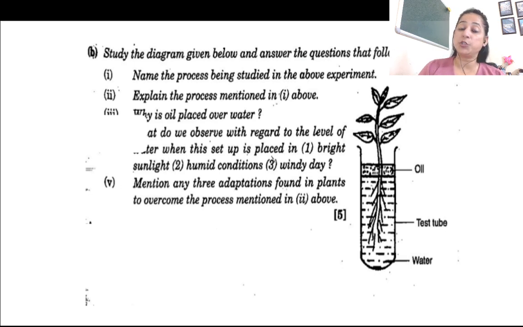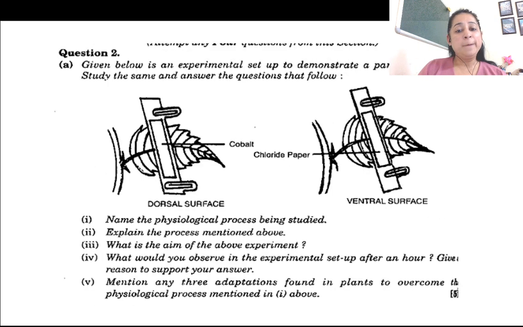So what are the adaptations? Thick cuticle is there, that is the main adaptation. Sunken stomata are there, for example in Nerium. Then leaves are modified to thorns, that's an example. So these are certain changes or adaptations in the plants to reduce the rate of transpiration taking place. Next question, again I am repeating, these are questions from the previous board papers.